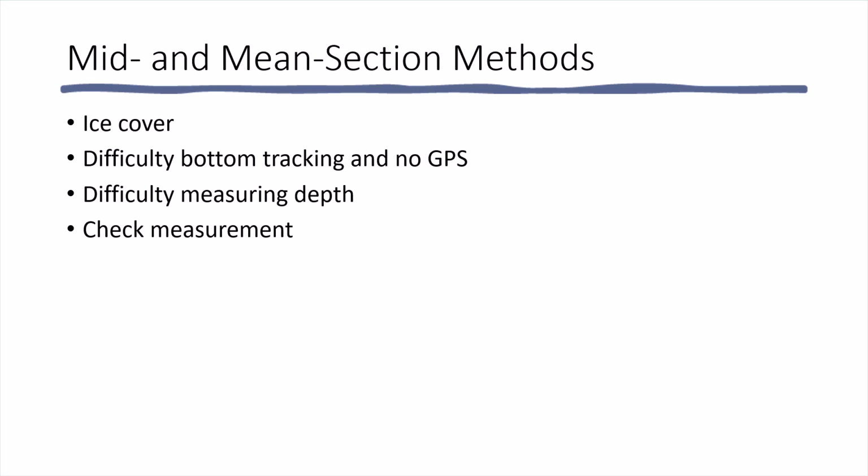The advantage of the ADCP for the mid and mean section methods is that it measures a profile rather than discrete point velocities. Situations where these methods are appropriate include rivers with ice cover, when there is difficulty bottom tracking and GPS cannot be used, and when the ADCP cannot accurately measure depth. In addition, when a moving bed approach can be used but a check measurement is required, the mid or mean section method is appropriate for the check measurement.